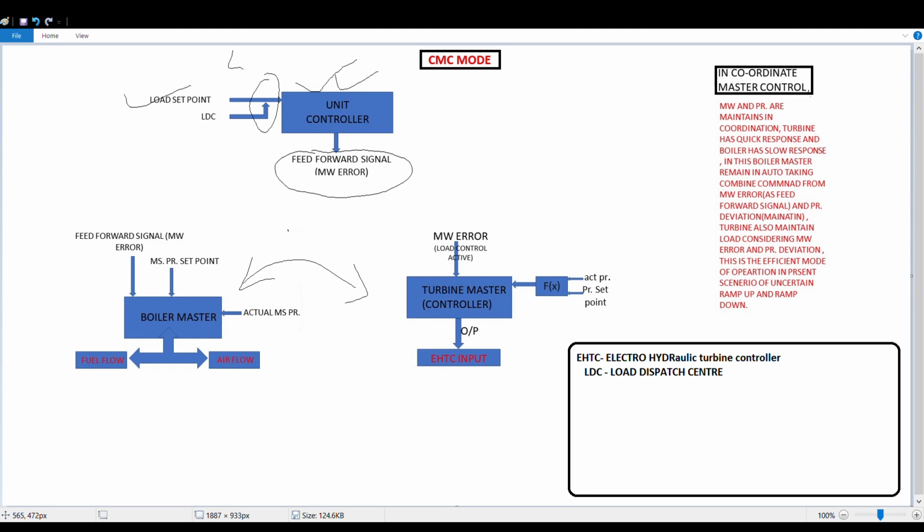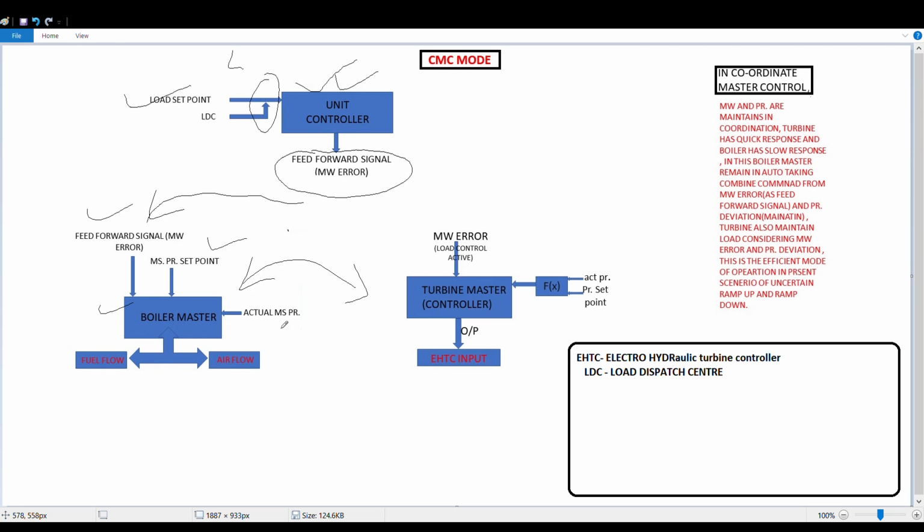In the Boilermaster we have inputs. The first one is the feed forward signal, and the second one is the MS pressure set point. The feed forward signal from the unit controller is fed into this Boilermaster. As we give the load set point, there is also the option of giving the MS pressure set point, which is the main steam pressure set point. One more input is the actual MS pressure, the pressure at which the unit is running.